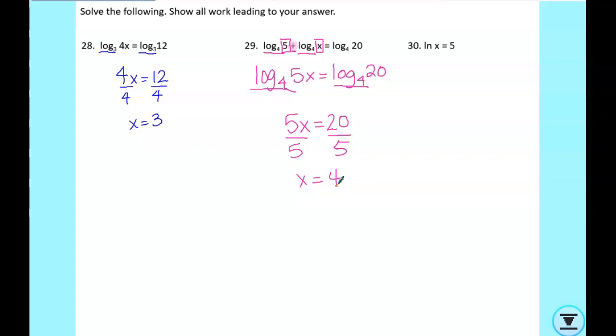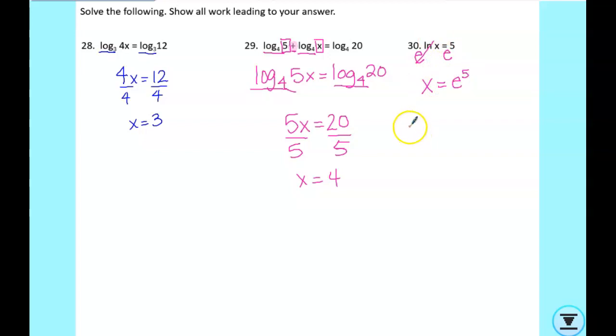On the last one, we only have 1 log, and it's a log base 5. So anytime that you have 1 log, probably the easiest thing to do, there's 2 ways that you can think about it. Whatever this base is down here, we can use that as the base for our exponential. So these 2 would cancel out, so x is equal to e to the power of 5.